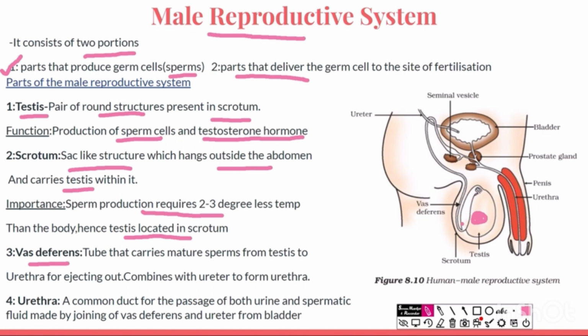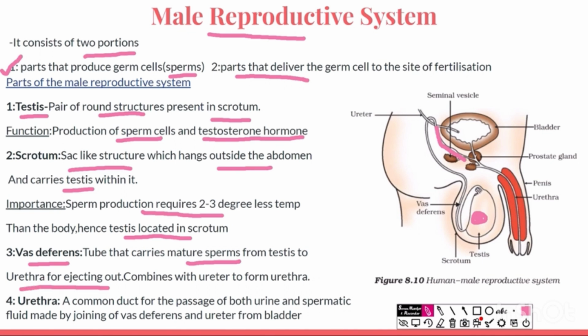So you can see it is coming inside the abdomen now, and now it is overlapping or crossing the ureter because it is joining the ureter. Ureter is a tube-like structure which is coming from the urinary bladder. It joins the vas deferens, and together the ureter and vas deferens combine to form this tube which is called the urethra. This is the final common tube for urine and for the passage of sperms as well. So this is a common tube in males which is seen. So vas deferens is a tube-like structure which carries the mature sperms from testes through the urethra for ejecting out.